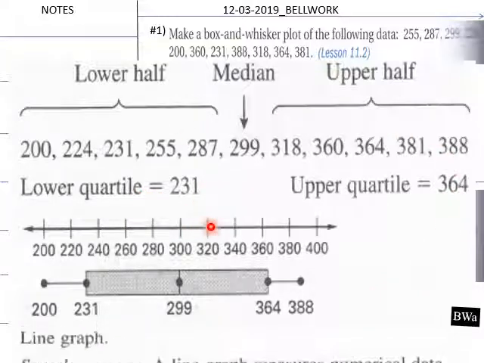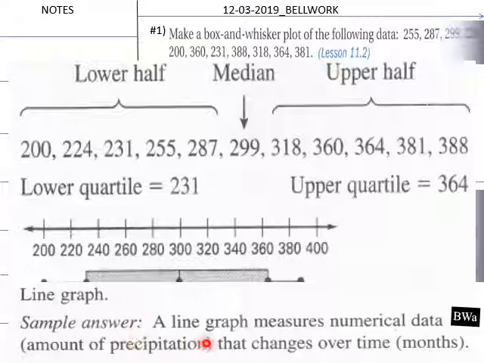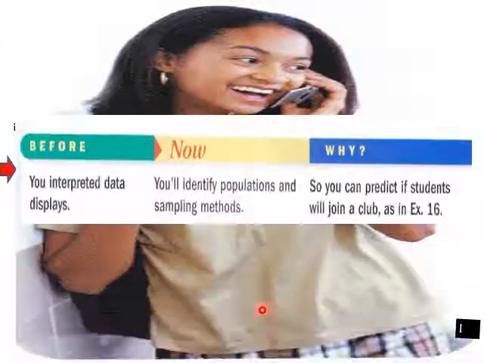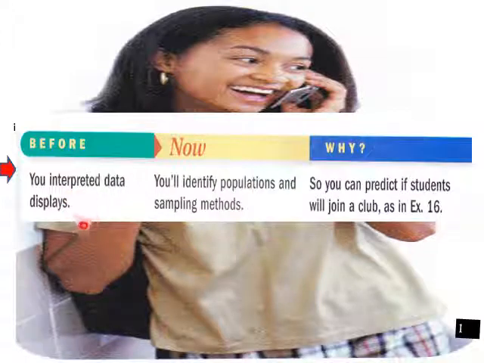Copy it down. And then line graph. The line graph just measures numerical data that changes over months. That'd be for number 2. It would be a line graph for number 2, or a dot plot, I think, would be the same thing as a. Into our lesson today, you've interpreted data displays.